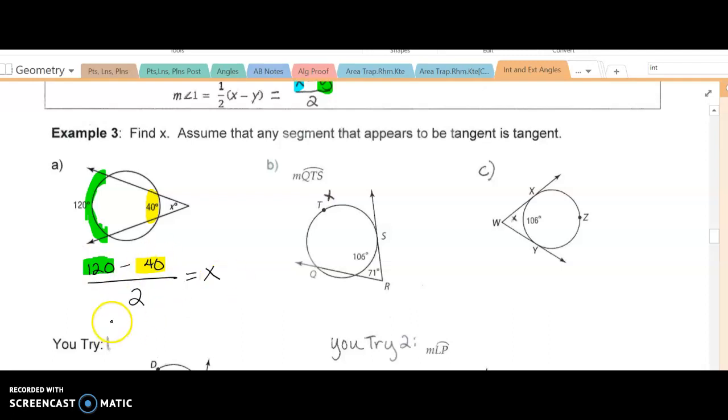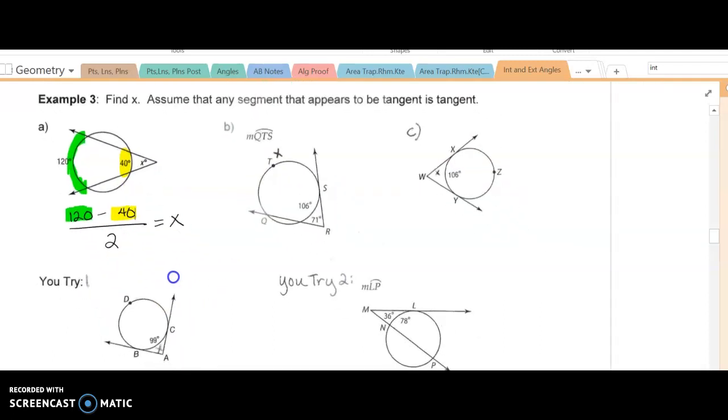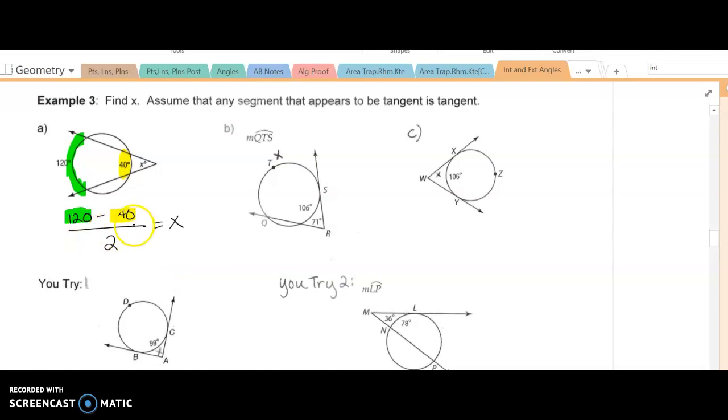So you're going to do order of operations, would say do what's in the numerator first. So 120 minus the 40 gives us 80. 80 divided by 2 would be 40 degrees for the exterior angle x. Okay, let's look at part B.